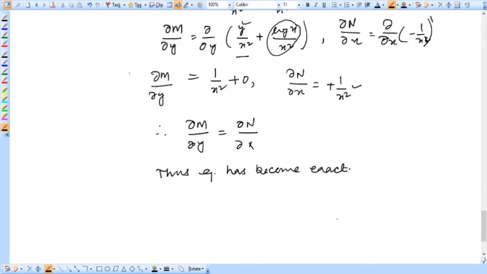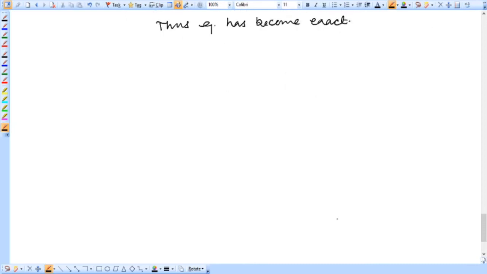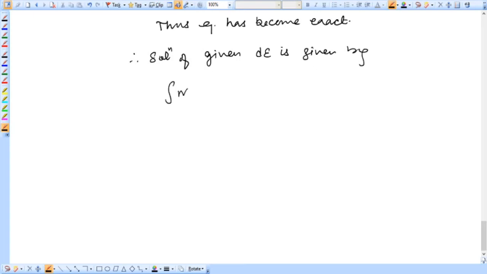All right, now since we know when an equation is exact, how to solve them. When an equation is exact, how do we solve that equation? Therefore, the solution of the given differential equation is given by the integration of M dx plus the integration of terms of N not containing x, equal to a constant of integration.